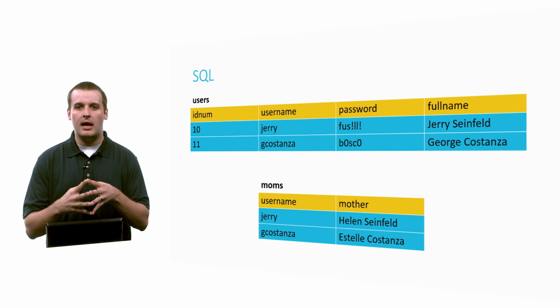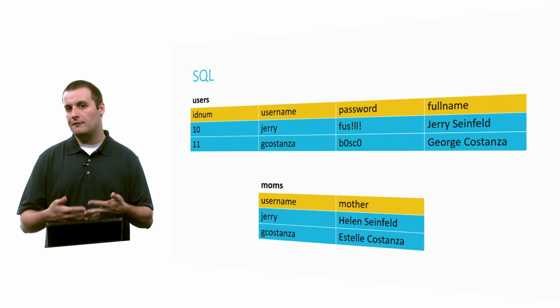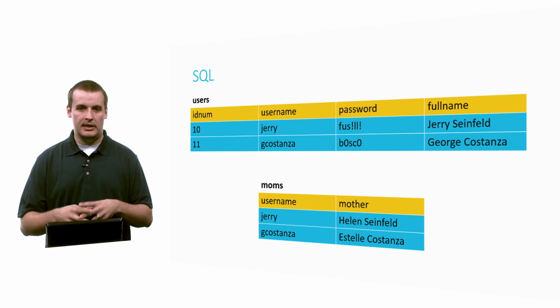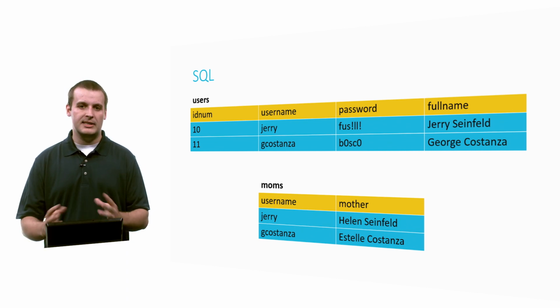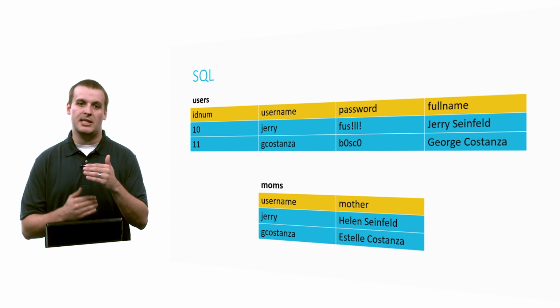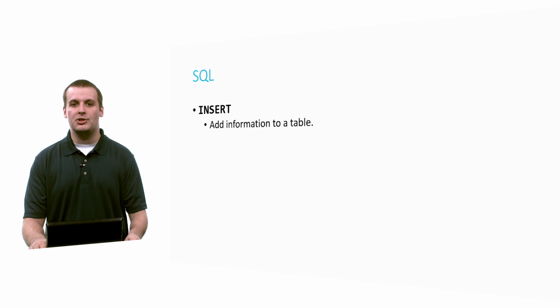So for purposes of this video, let's assume we have the following 2 tables in a single database. We have a table called users that has 4 columns: ID number, username, password, and full name. And we have a second table in the same database called moms that just stores information about a username and a mother. Okay? So for all of our examples in this video, we'll be using this database and subsequent updates to it. So let's say we want to add information to a table. That's what the insert operation does.